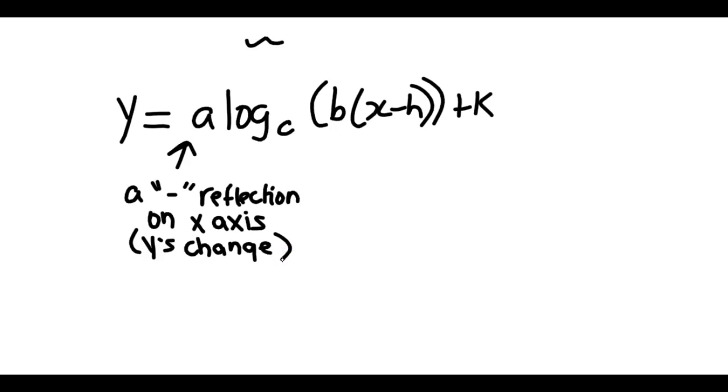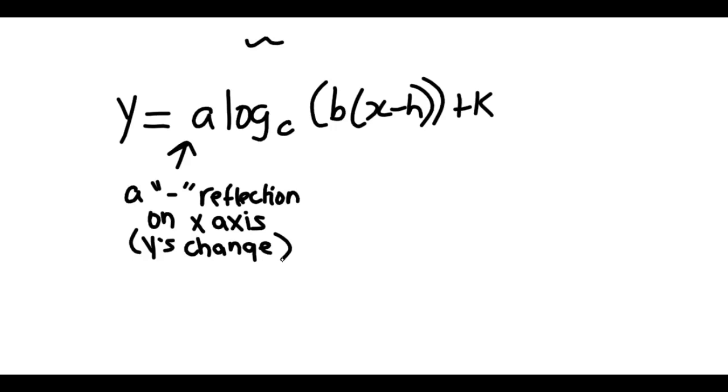But the values change, they're still x and y. Your x's would now be your y's, and your y's would now be your x's. C is still just the base of the function.